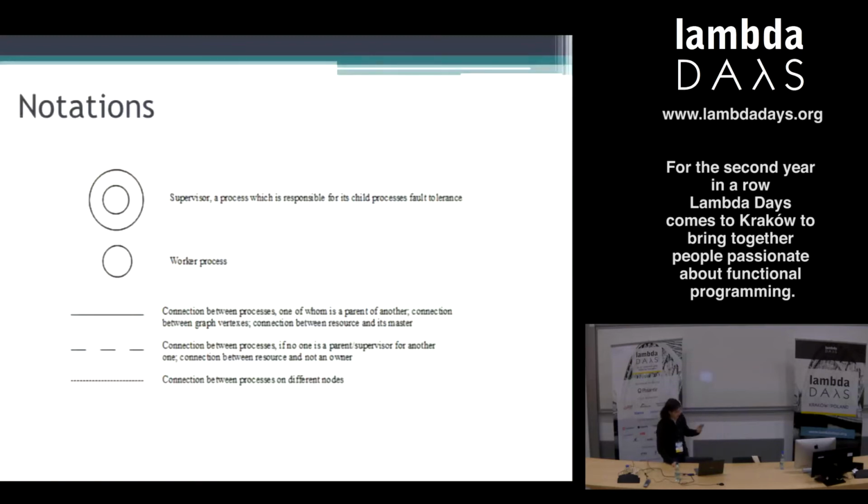And the second type of line, probably we won't use it. It's a connection between processes if no one is a parent or supervisor of the other one. And it's a connection between a resource and its owner. And the third, we'll use it. It's a dotted line. It's a connection between remote nodes, between remote vertices. Also, please note that we will use arrows for direction of message passing.